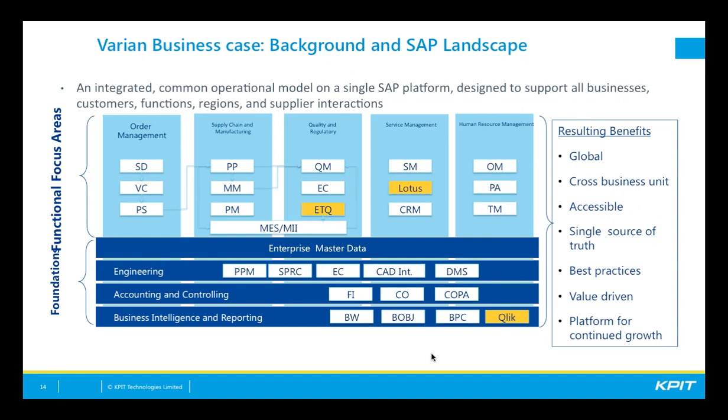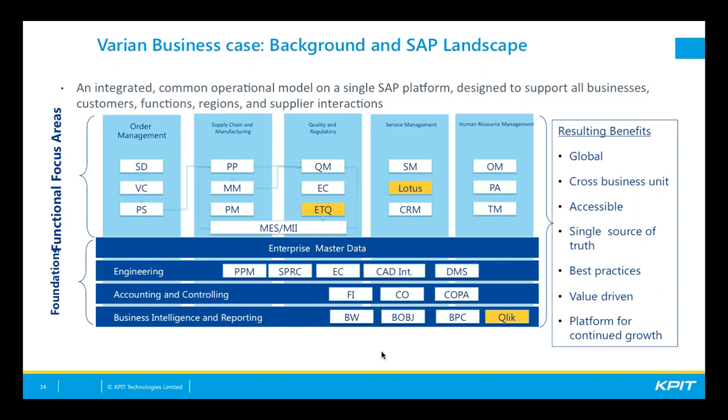We do have a full suite of the quality applications, QM, EC, that's engineering control, ETQ, and then followed by service management, both your ECC service management and CRM from SAP. And then you'll see on the HR side, we have traditional HR applications from SAP, but we've also integrated that with SuccessFactors. Going along the horizontal tracks, you'll see the full suite of the engineering applications. From accounting, you'll see the accounting and controlling, your traditional FICO as well as COPA. And then we have a pretty complete business intelligence suite, BW, BOBJ, BPC, as well as QlikView.